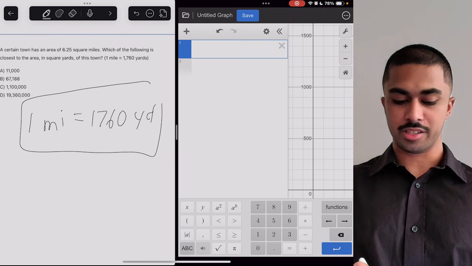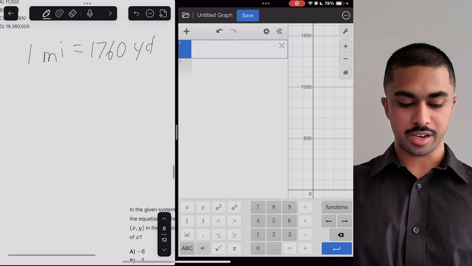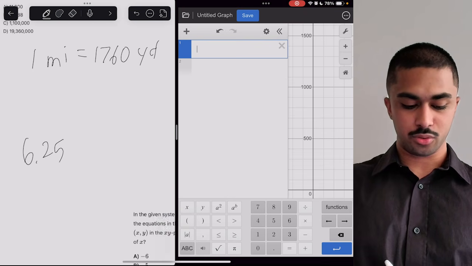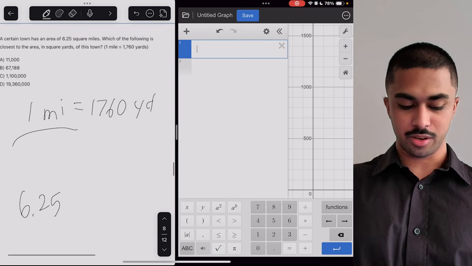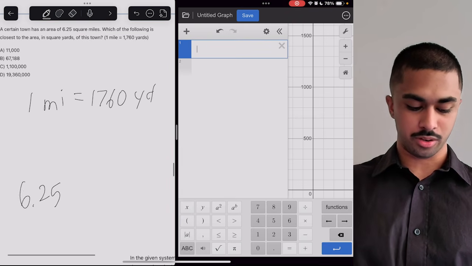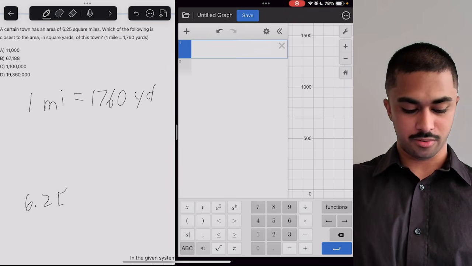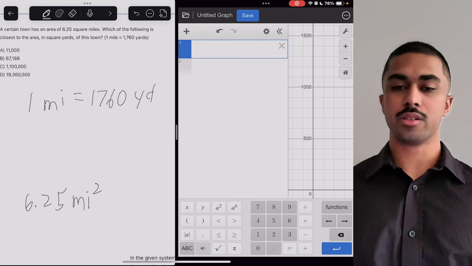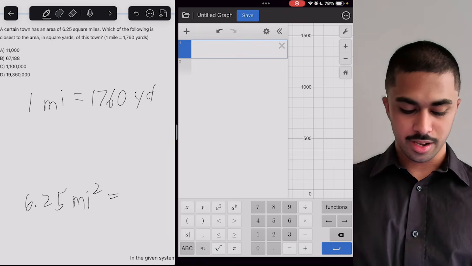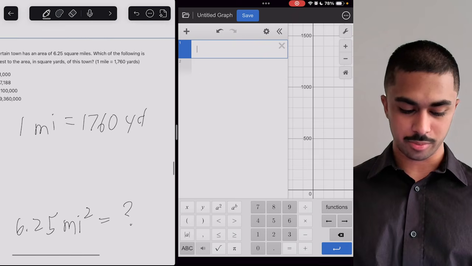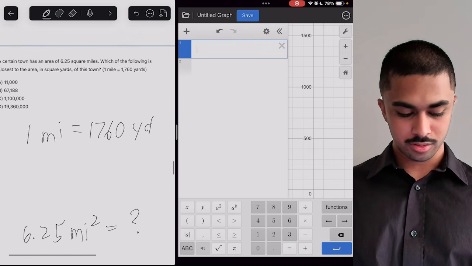So write it out. That's the first part of this method. The second part of this method is to write out the end units that we want and give yourself a little bit of space because we're going to work here. So 6.25 square miles. Square miles and miles squared are the exact same thing. And then this is equal to something. You can put a question mark here, or just put a placeholder.